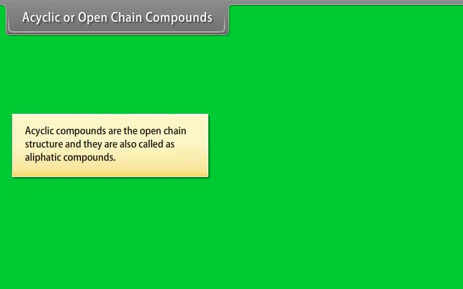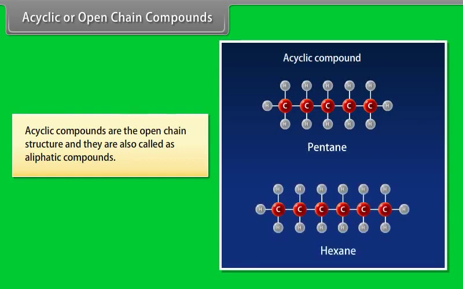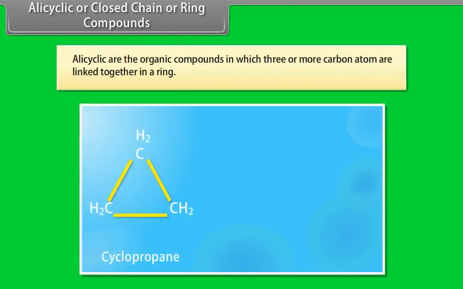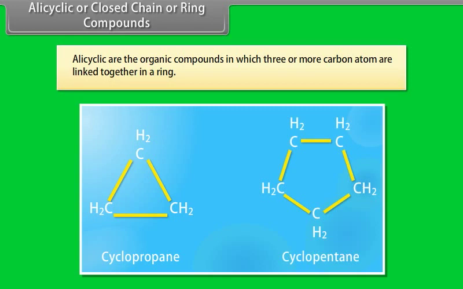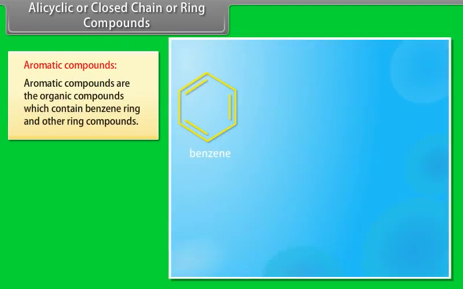Acyclic or open-chain compounds. Acyclic compounds are the open-chain structures, and they are also called aliphatic compounds. Alicyclic or closed-chain or ring compounds. Alicyclic are the organic compounds in which 3 or more carbon atoms are linked together in a ring. Aromatic compounds. Aromatic compounds are the organic compounds which contain benzene ring and other ring compounds.